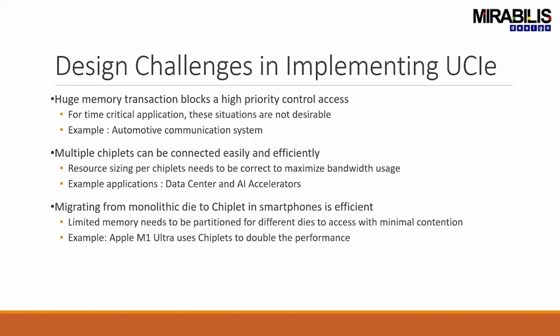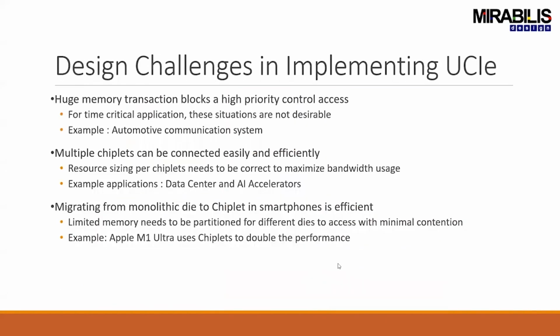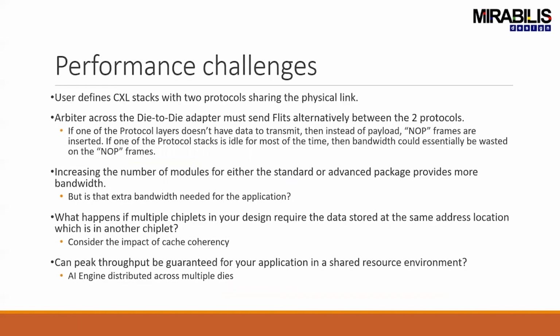Another area where we're seeing a lot of activity is migration from monolithic to chiplet in smartphones. This is a very efficient mechanism because there's always a limited amount of memory available. That's one of the reasons why you see mobile phones advertising the amount of memory that they have. And it needs to be partitioned across these different dies because, as I was showing you earlier, you want to minimize the amount of contention that's happening over here to get access to the memory. So, for example, the M1 Ultra used chiplets just to double the performance. So you can see what a huge, remarkable change that is. Those were the design challenges.